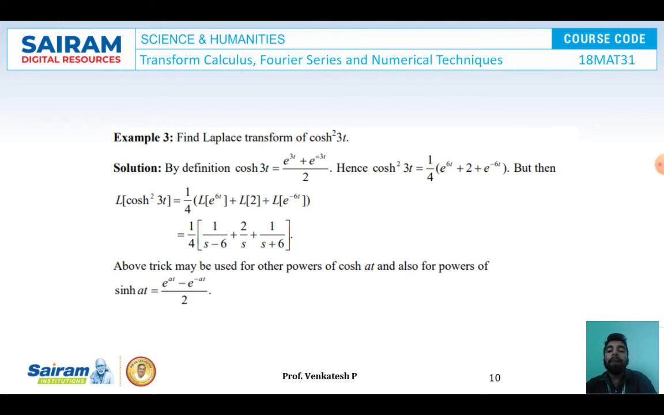So we get Laplace transform of cosh square 3t equal to 1 by 4 into Laplace transform of e power 6t plus Laplace transform of 2 plus Laplace transform of e power minus 6t. The constant 1 by 4 I will keep as it is. Laplace transform of e power 6t is 1 by s minus 6. Laplace transform of 2 is 2 by s. Laplace transform of e power minus 6t is 1 by s plus 6. So we get the answer 1 by 4 into 1 by s minus 6 plus 2 by s plus 1 by s plus 6, which is the required solution.